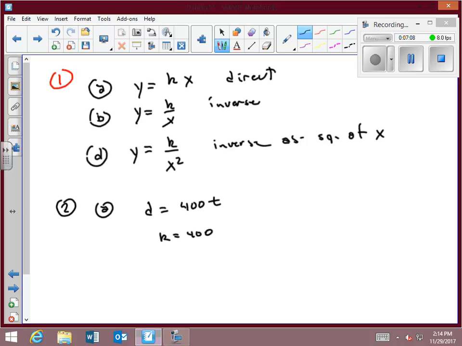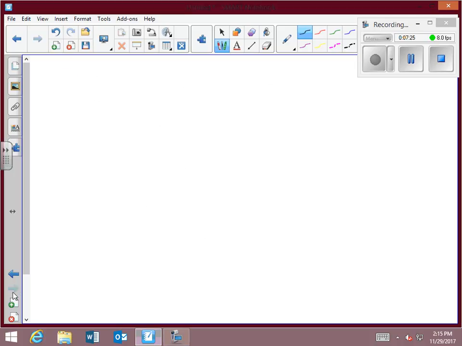Is there another one that's direct variation? D to T, what? C, right? D equals 25T. And what's the constant of variation there? 25. Okay.